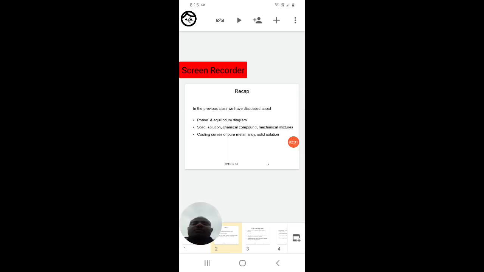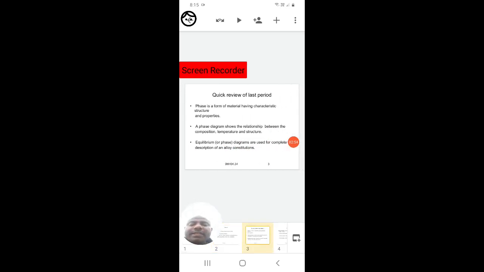In that you see the Gibbs phase rule, that means P plus F is equal to C plus 2. To remember it easily: police firing 2 constables. That means P plus F is equal to C plus 2. That is a very important relation for evaluating all phase or equilibrium diagrams. So, a quick review of the last period.